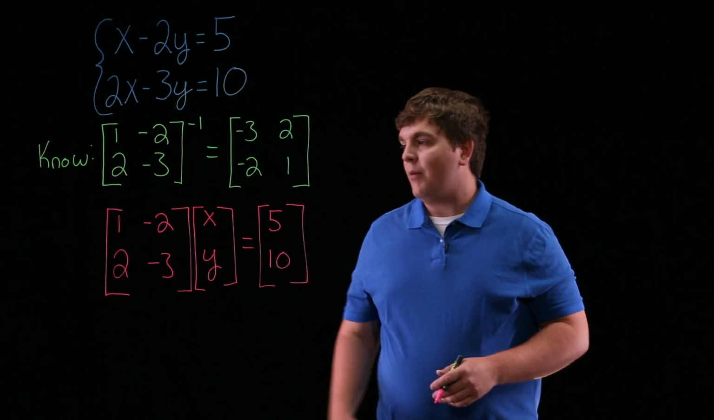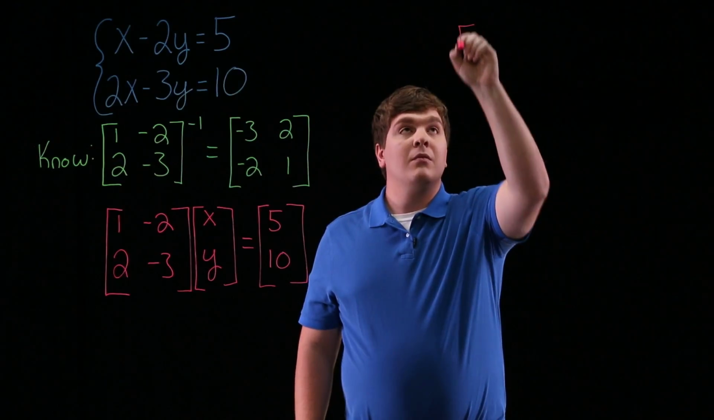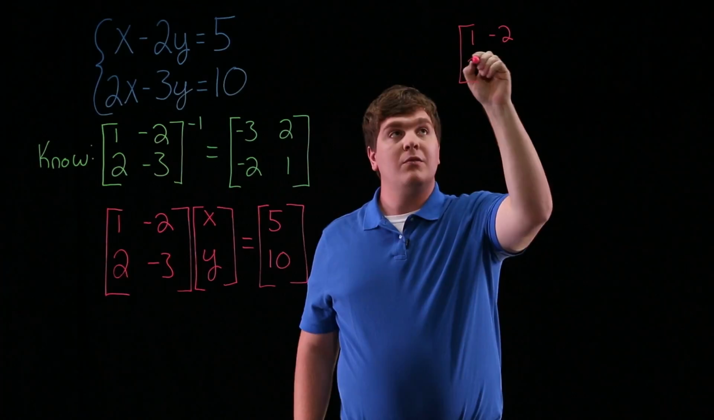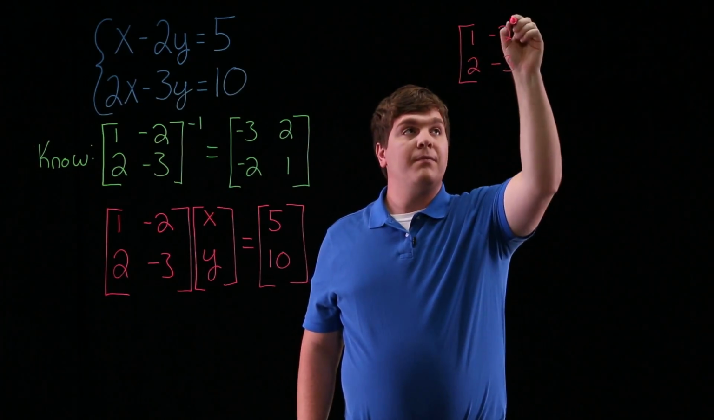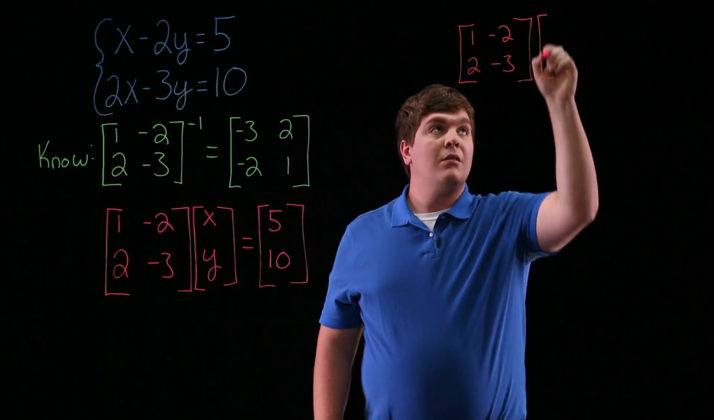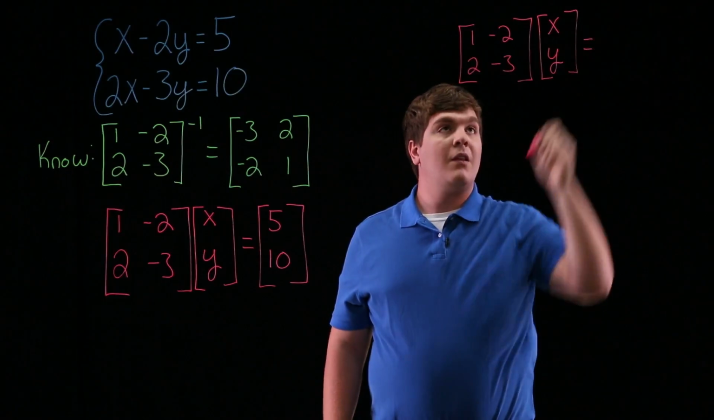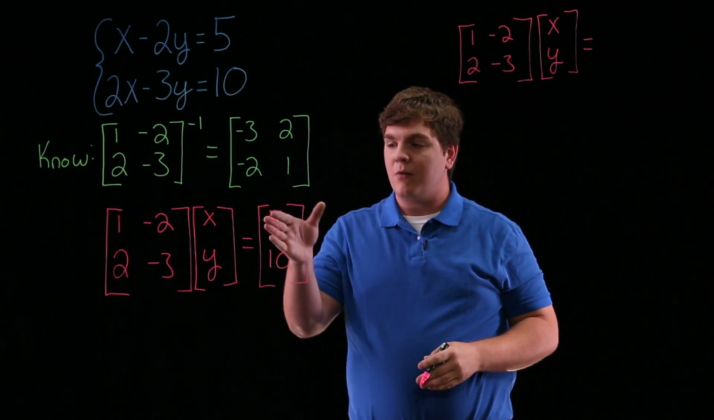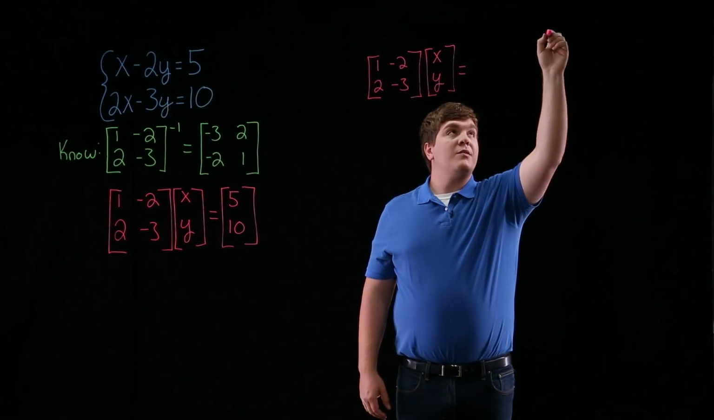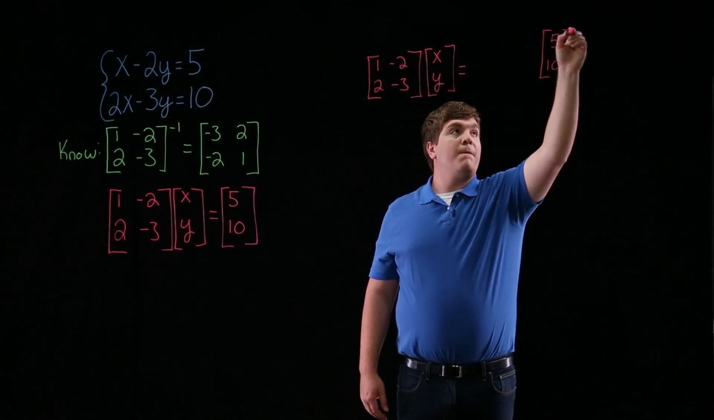So let's begin by rewriting this matrix here. It's the matrix 1, -2, 2, -3, and we're multiplying this matrix by the column matrix x, y. And this is equal to our constant matrix, 5, 10. I'm going to leave a little bit of space here for reasons that we'll see in a second.